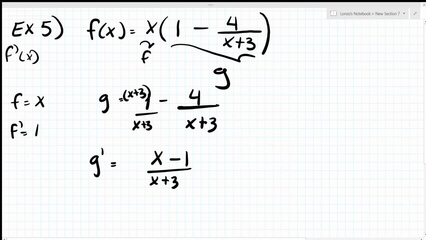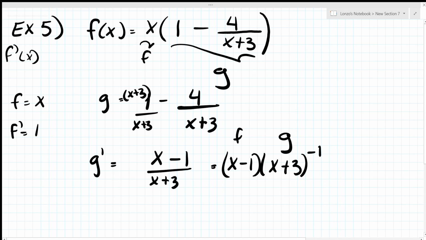Now, I don't want to use the quotient rule. I'm going to actually use the product rule because this is all about product rules. So I can rewrite this as x minus 1 times x plus 3 raised to the negative 1 power. So now we can use the product rule. So this is my f and this is my g.